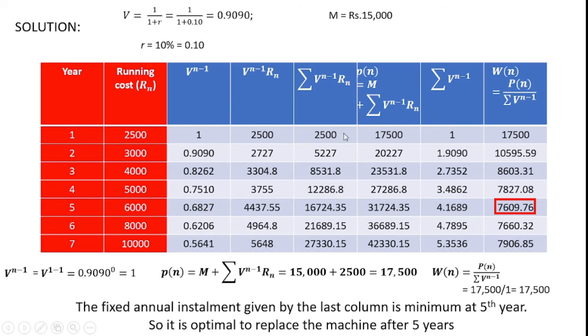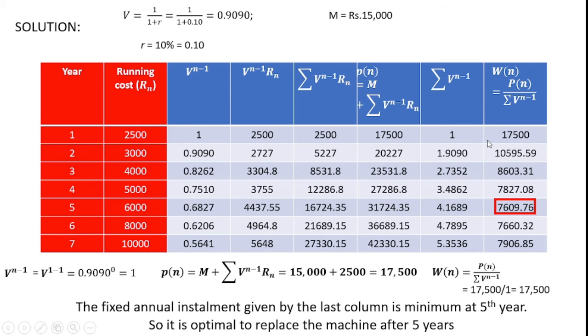Finally, I create another table column, the summation of v power n minus 1. Here the first year value is 1. For the second year, I add 1 with 0.9090, which gives 1.9090. For the third year, 1 plus 0.9090 plus 0.8262 gives 2.7352. For the fourth year, I add the first year value 1, second year value 0.9090, third year value 0.8262 and fourth year value 0.7510. From this addition I get 4.1689. Likewise, I get the rest.